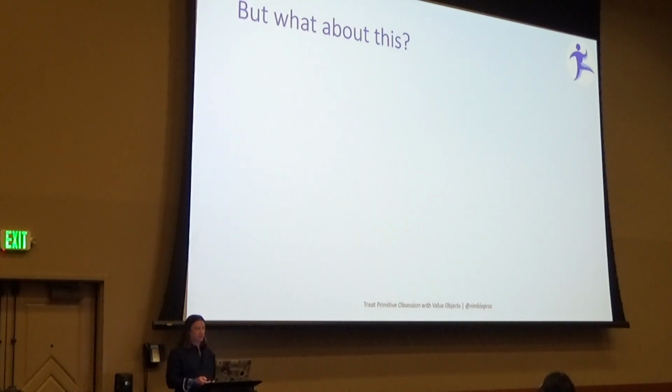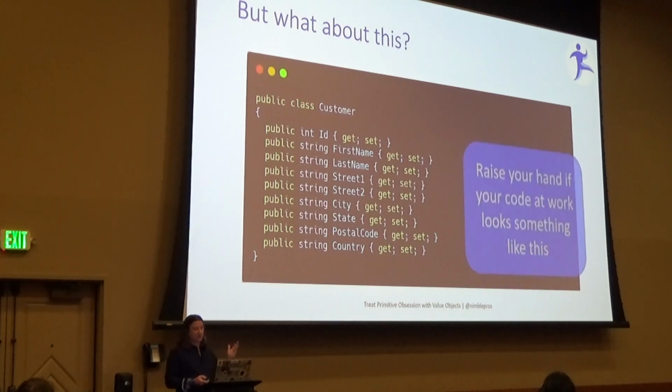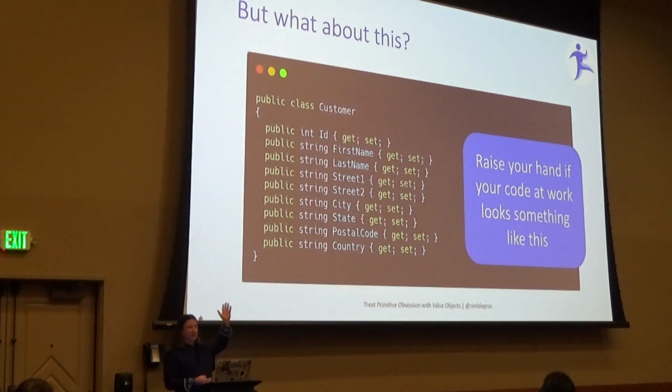Okay, so what about this, right? If you have a customer class and it's got a bunch of properties that relate to the customer, like their name and their address. How many of you raise your hand if your code at work looks something like this? Fairly close, right? Yeah, this is what I see in almost every client I go to. This is what the model looks like.